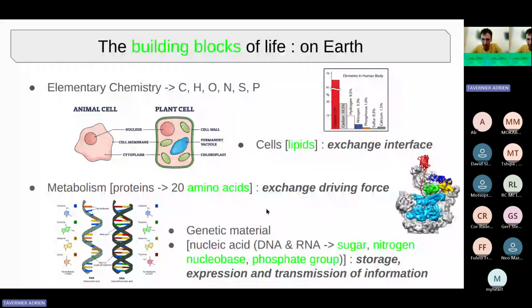Then, again, according to a self-sustaining chemical system, you need a production of energy, interactions, exchange of energy and exchange of matter, and in biology it is called metabolism. And for the metabolism, you need proteins, and proteins are made of 20 amino acids, and amino acids are one of the building blocks of life.